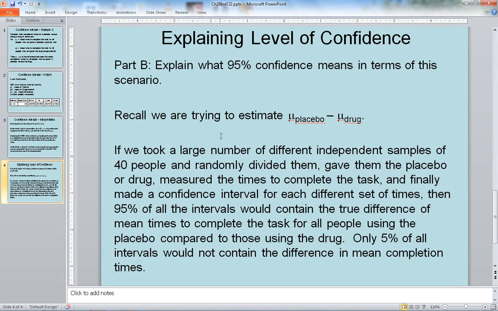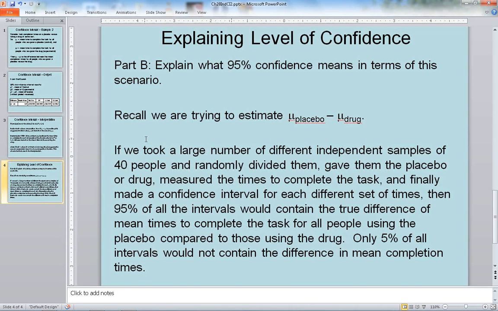So the idea is, as I take multiple samples and I calculate different confidence intervals, I'm going to get different intervals. And the idea of confidence is 95% of all the intervals I could construct using this method are going to contain what it is I'm trying to estimate.